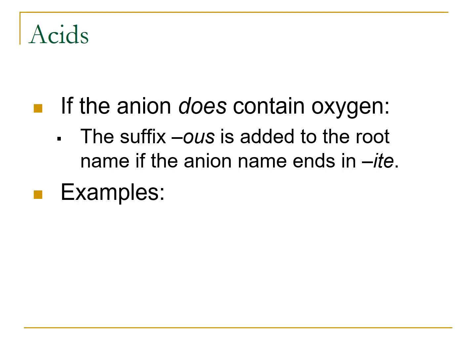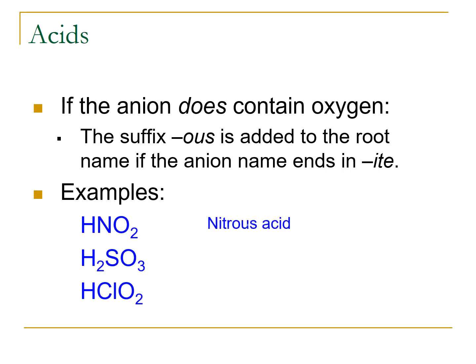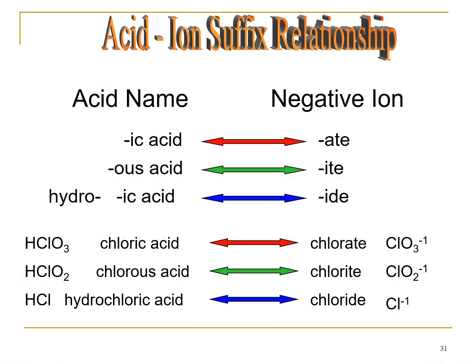So the ones that have less oxygen than the most common. So for example, HNO3, HNO2, H2SO3. This is from the nitrite, from the sulfite, from the chlorite. Then now the ending is "ous," so nitrous, sulfurous, chlorous, and etc. So remember these combinations, how the ending of the acid comes depending on the types of the ions that we have.